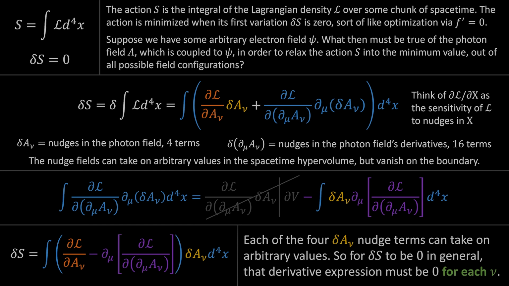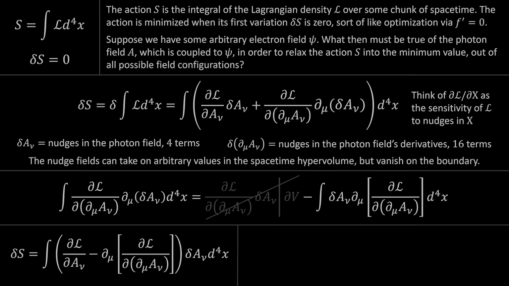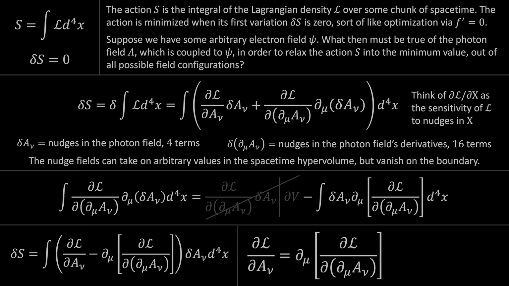But here's the thing, in this analysis, we're allowed to nudge the photon field any which way. At any point in space and time, we can give it any kind of directional nudge we want. And so the only way that delta S is going to be 0, that is the only way that the variation in action is going to be 0, is if that term that multiplies the nudge is 0. And this constraint, this differential equation, makes it so that the variation in action is 0, and therefore the principle of least action, or technically stationary action, is satisfied. So all we have to do now is solve this equation.